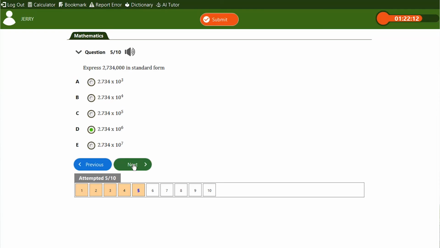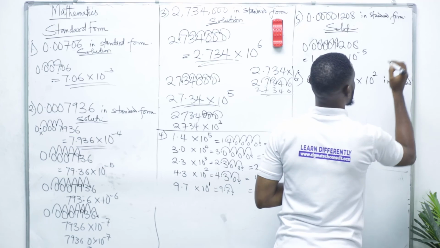Okay, we've solved this. Now they say express this in standard form. Okay, let's look at this one. This one we should express 0.0000743 times 10 raised to the power 2 in standard form.